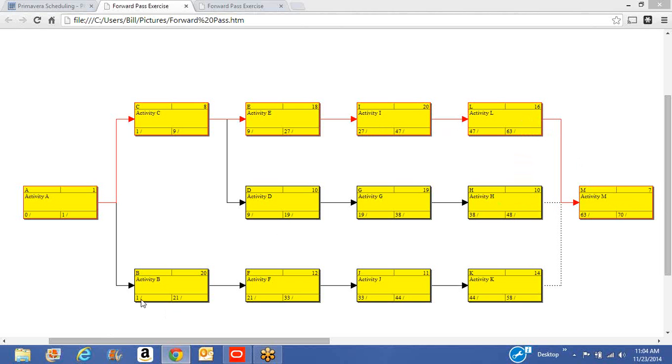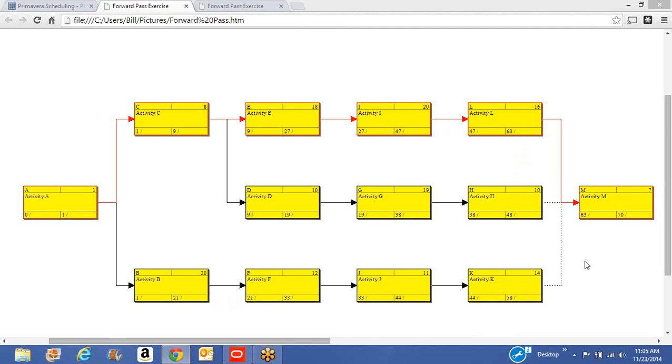Across the bottom, once again, you can see that as we add up the numbers moving across, eventually we get to the end of activity K, and activity K will finish on day 58. But again, day 58 is sooner than day 63, although it is later than day 48 for activity H. So you can see that this path is actually longer than the one through the center, but slightly shorter than the one across the top.